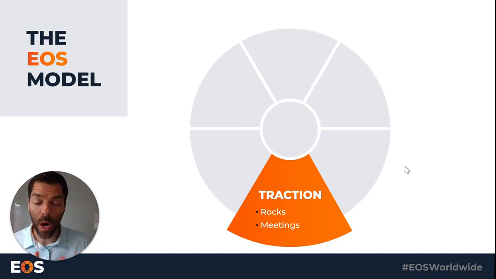So rocks, we already talked about rocks. Rocks are 90-day business priorities. And so we get crystal clear on what we need to be focused on for the next 90 days, 3 to 7 rocks for the leadership team, ultimately between 1 and 3 rocks for every single person in the organization that crystallize their business priorities.